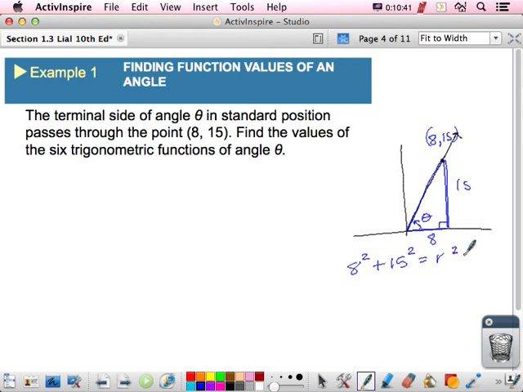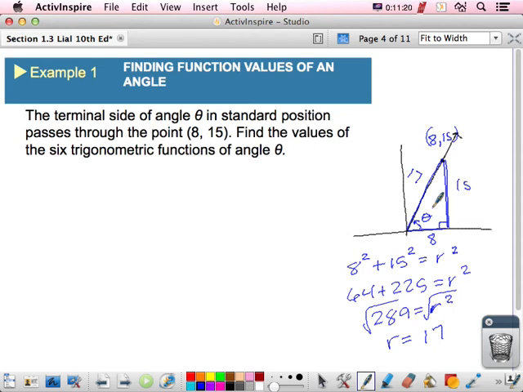Okay, so we've got 64 plus 225 equals R squared. And together that makes 289. We take the square root of both sides. And we actually get plus or minus 17. But we know that with trig triangles, the hypotenuse is always going to be assumed positive, even if some of the legs are in a negative direction. So that's going to be positive 17. Okay. So now you've solved the triangle, so you can go ahead and label it.